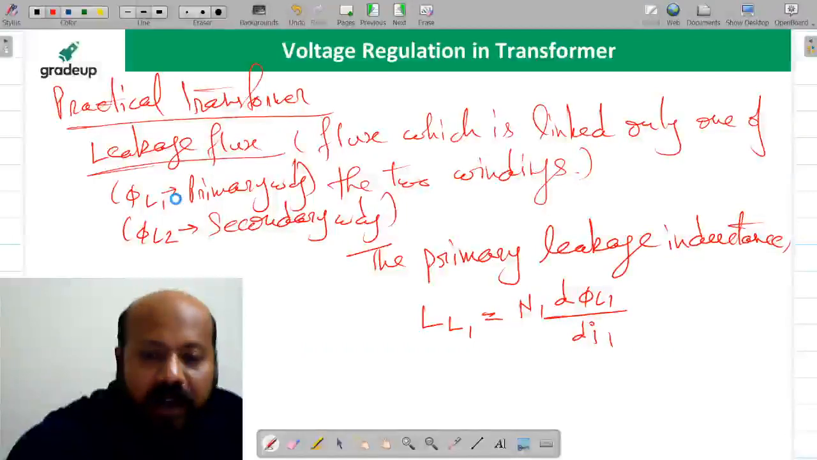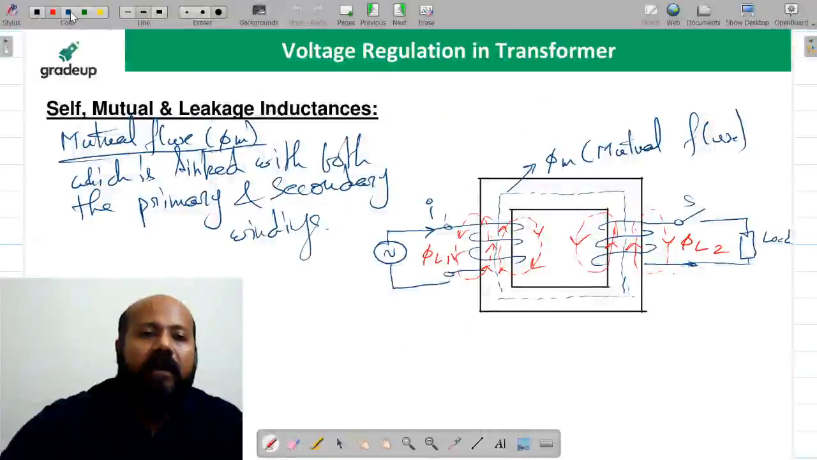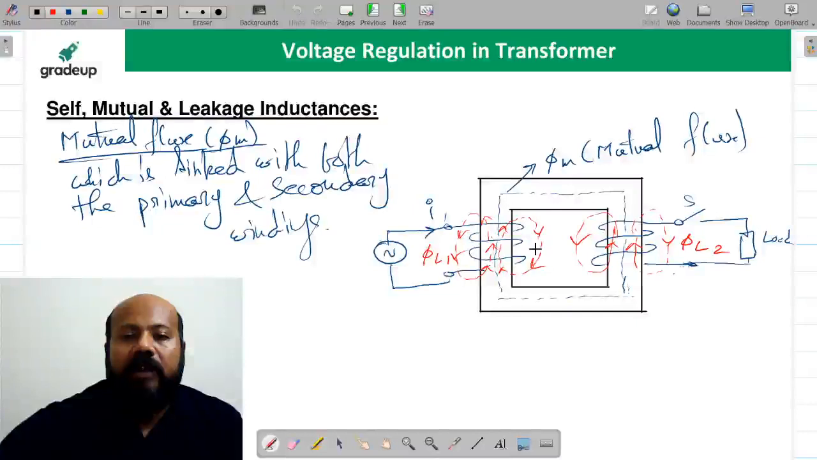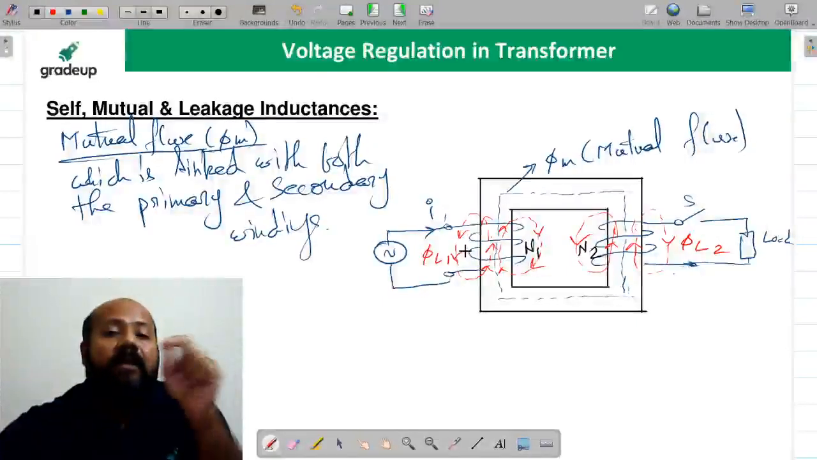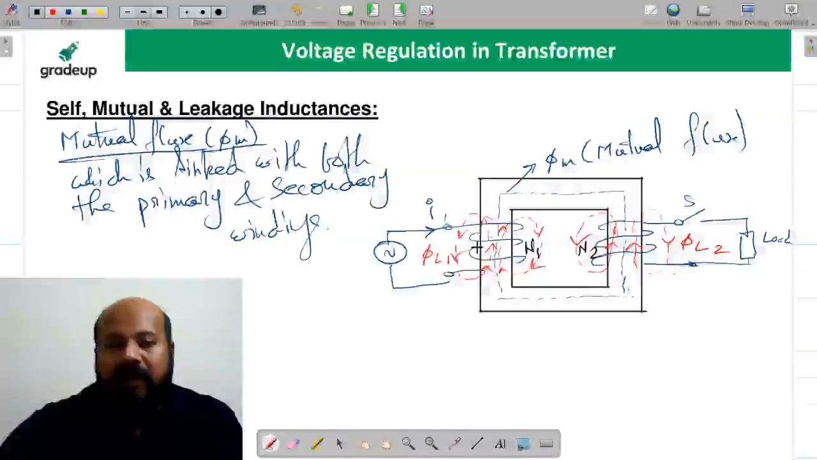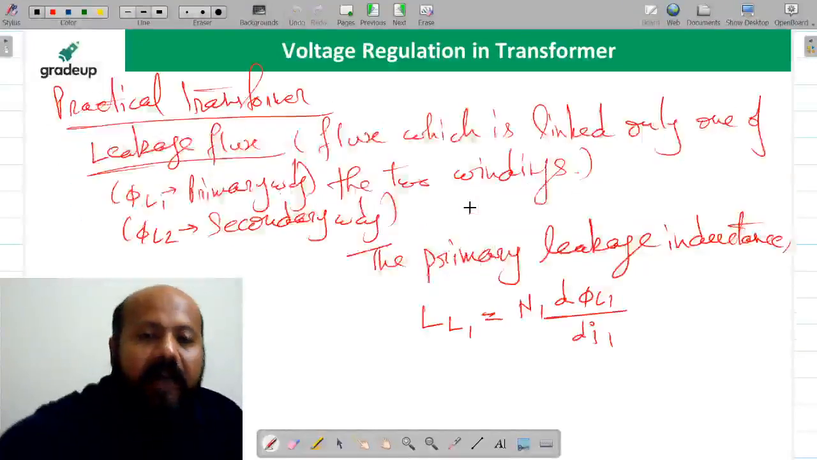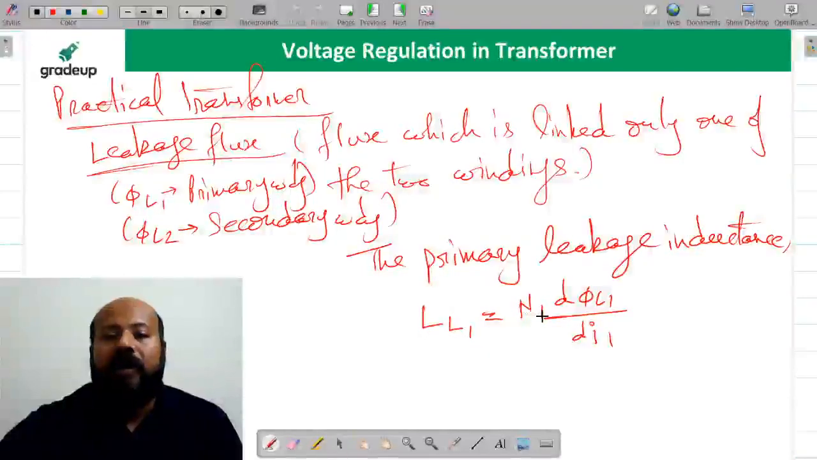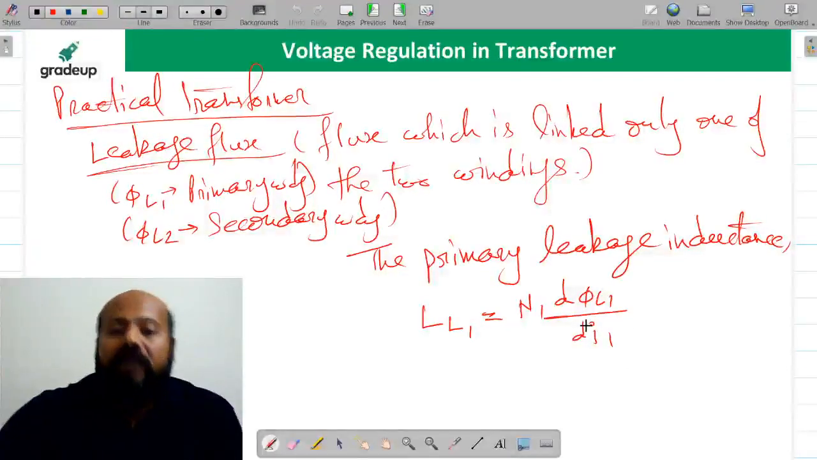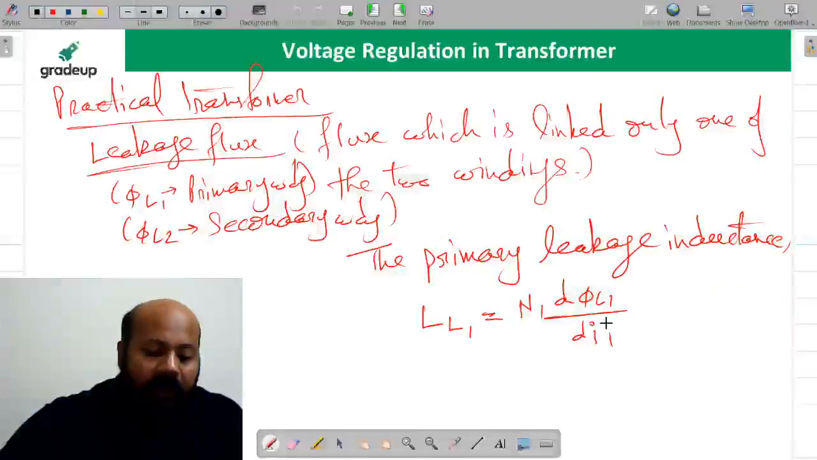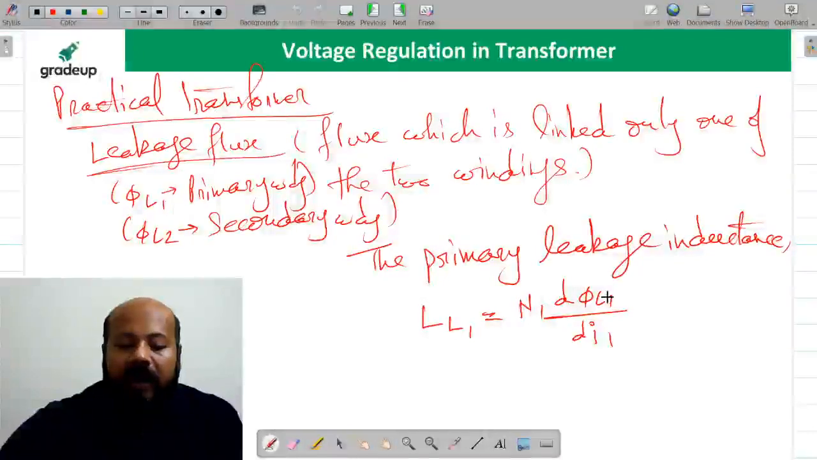Now this phi L1 is linked with one turn. How many turns are there? Suppose here it is N1 turns and here it is N2 turns. So if phi L1 is the flux linked with one turn at the primary side, the total flux linked is going to be multiplied by N1. This is the total leakage flux linked with the primary winding, and this is the current in the primary winding, in terms of differentials. I hope it is clear to all of you. Can we write like this?